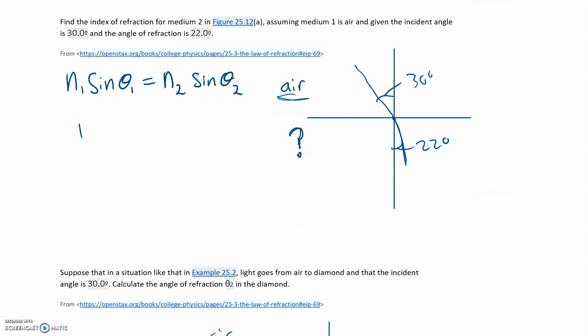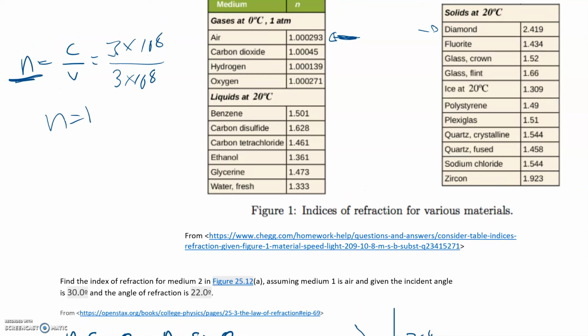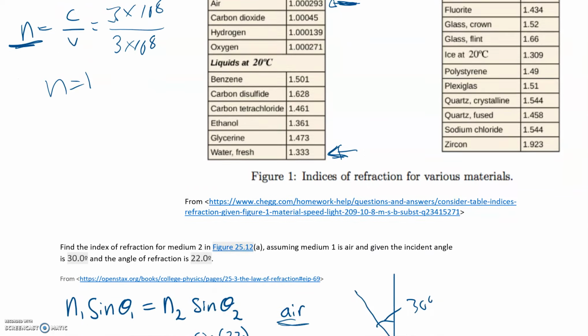So we have 1 times sine 30 equal to our unknown index of refraction, n2, times sine 22. Then we solve for that. We have sine 30 times 1 divided by the sine of 22, and what we get is n2 is 1.33. We go to the table and we can figure out what that substance is. We find right here that it's water.